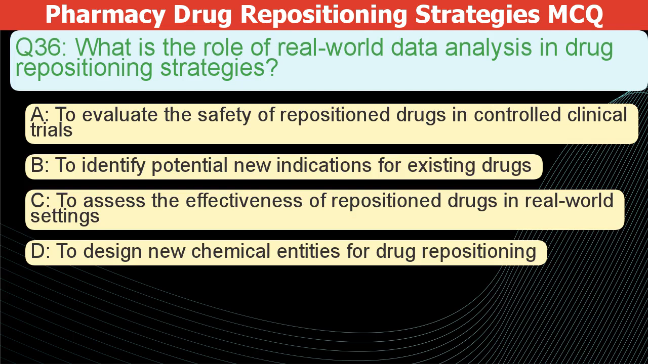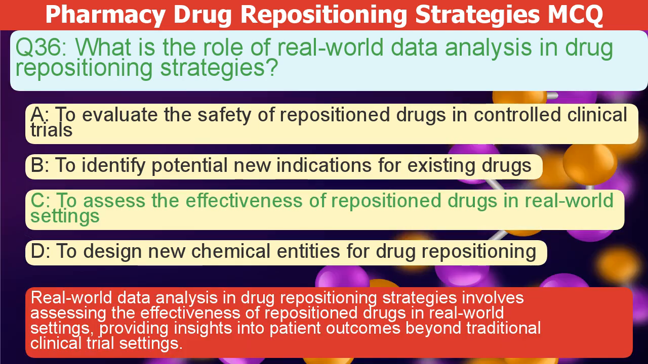What is the role of real-world data analysis in drug repositioning strategies? A. To evaluate the safety of repositioned drugs in controlled clinical trials. B. To identify potential new indications for existing drugs. C. To assess the effectiveness of repositioned drugs in real-world settings. D. To design new chemical entities for drug repositioning. The correct answer is C.